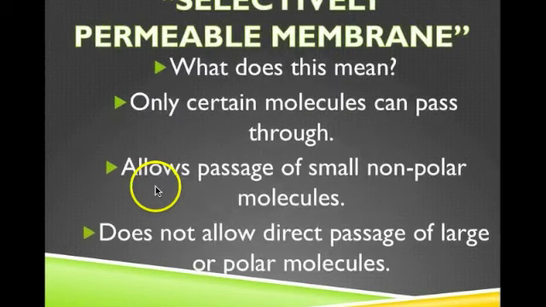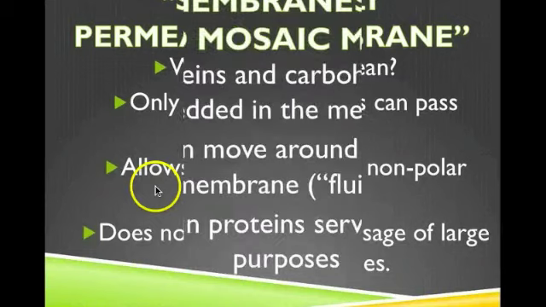The cell membrane is selectively permeable. So what does this mean? Well, first, permeable means allowing passage, and since it is doing this selectively, we can deduce that only certain molecules are allowed to pass through. Because of the hydrophobic tails, only small nonpolar molecules can enter on their own. The membrane does not allow passage directly of large or polar molecules.